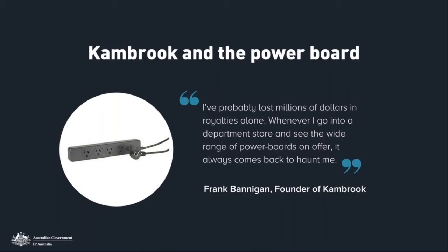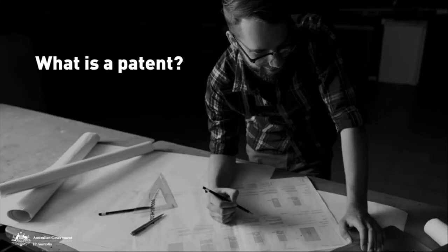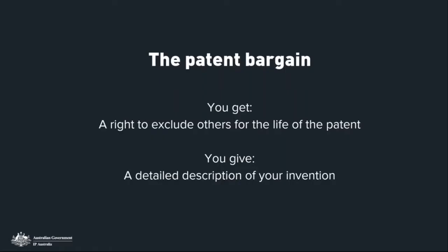Now, what is a patent? As Isabella briefly mentioned before, a patent is a legally enforceable right for a device, substance, method, or process. Obtaining this legal right means that you, the owner, will be the only person in Australia who can commercially exploit your invention for the life of the patent, or authorise others to do so. In exchange, you must publicly disclose the details of your invention. Your invention must also be new, inventive, and useful.